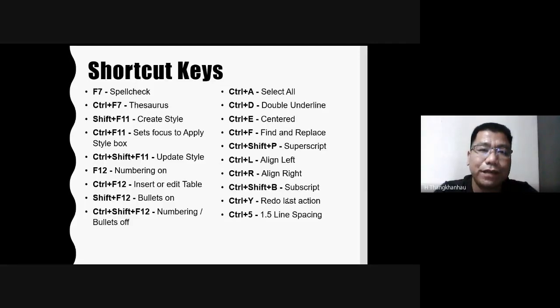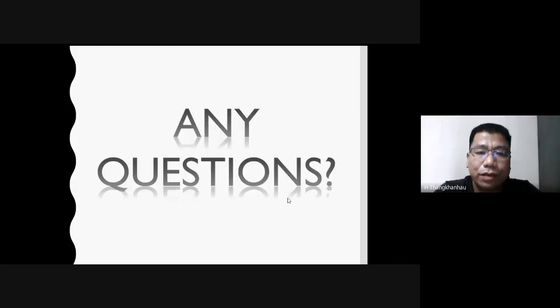Spell check is F7, and these are the different ones. F12 is numbering, and Control F12 is insert or edit table, something like that. Okay, so many keyboard shortcuts are there, but since we have learned so many things, I think these are some of the keyboard shortcuts we have. I haven't spoken about them, that's why I have displayed them here. Control A, select all. That's all. Do you have any questions from you?